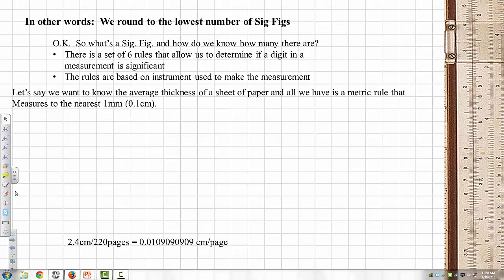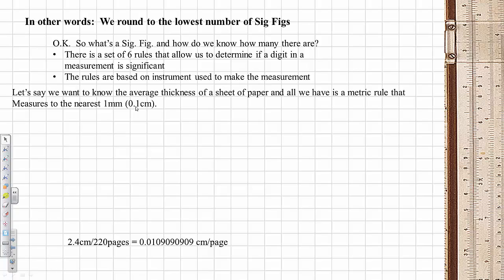let's look at a little example here. If we wanted to determine the average thickness of a sheet of paper, you know how thin a sheet of paper is, and the only instrument we have is a metric ruler. Now this here is actually a slide rule on the side here. It's not a metric ruler, but never mind about how to read a slide rule. We have calculators now instead. And the smallest division on this metric ruler is the millimeter, which is 0.1 of a centimeter.